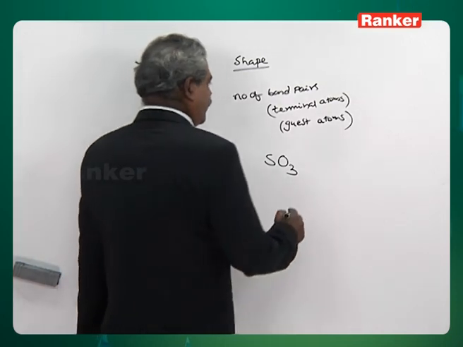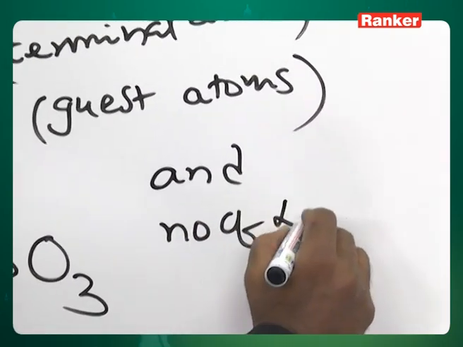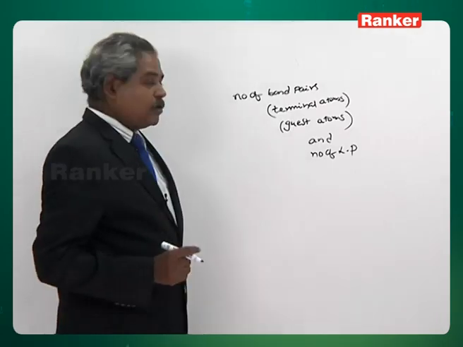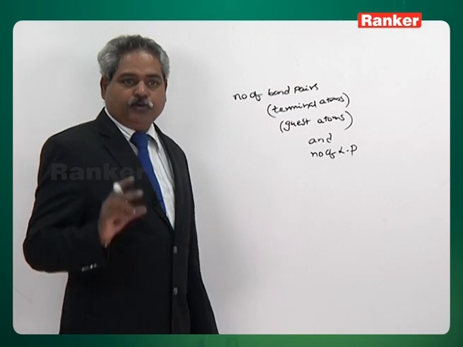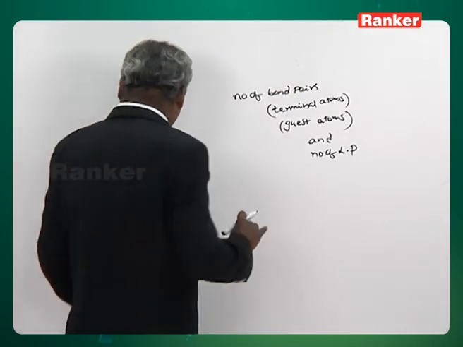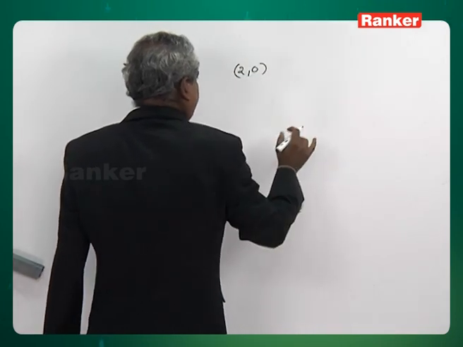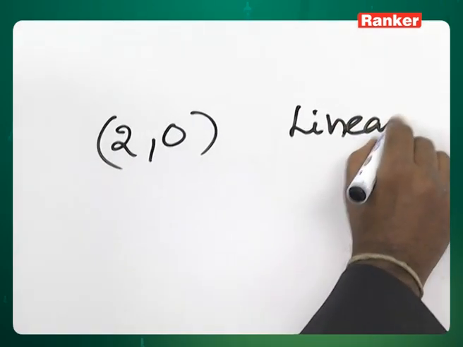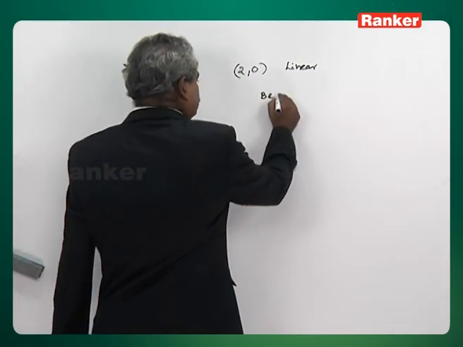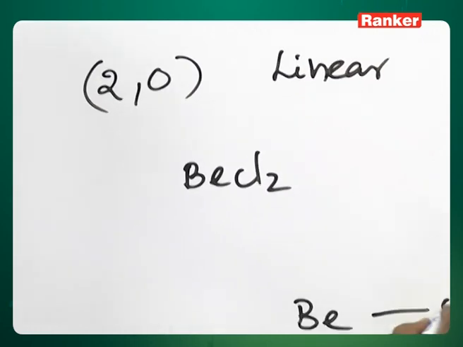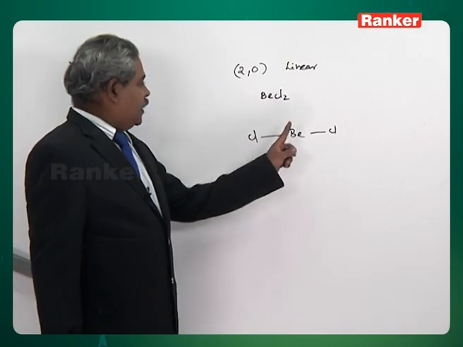Now, number of bond pairs and number of lone pairs. Shape of a molecule depends on number of bond pairs and number of lone pairs. And you may have to memorize that list. 2, 0. What is this 2, 0? 2 bond pairs, no lone pair. This is called linear. Let me give you 1 or 2 examples. BeCl2, 1 beryllium, 2 chlorines. That's all. And there is no lone pair.